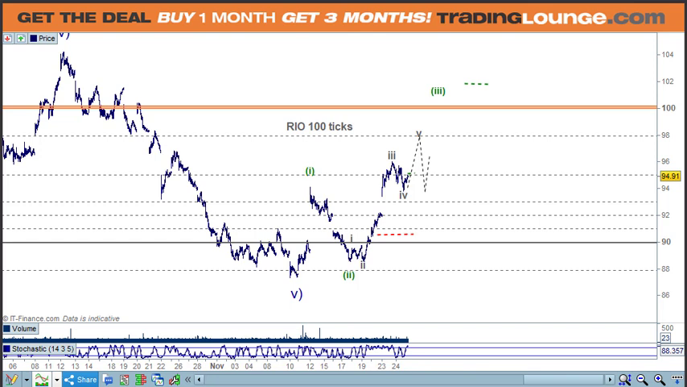Okay, so they're the resource stocks, and I think this is where the opportunity is, in the iron ore.